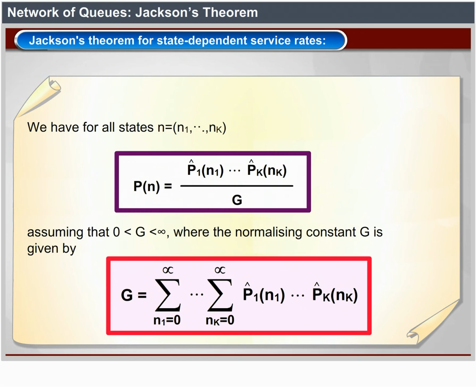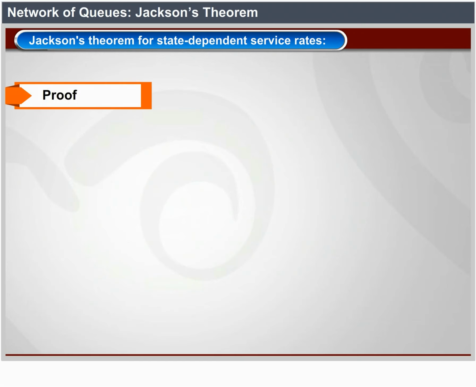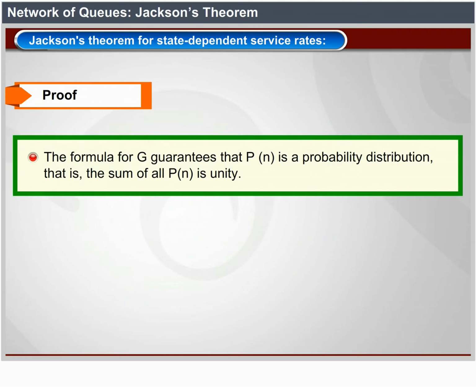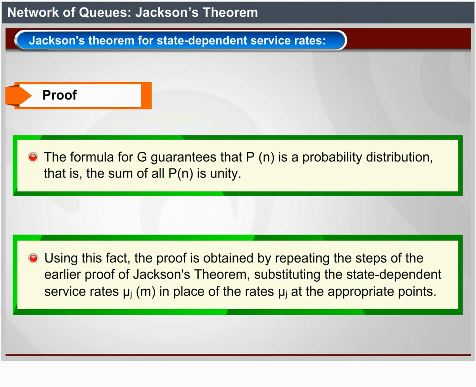Proof. The formula for G guarantees that P of n is a probability distribution, that is, the sum of all P of n is unity. Using this fact, the proof is obtained by repeating the steps of the earlier proof of Jackson's theorem, substituting the state-dependent service rates mu j of m in place of the rates mu j at the appropriate points.